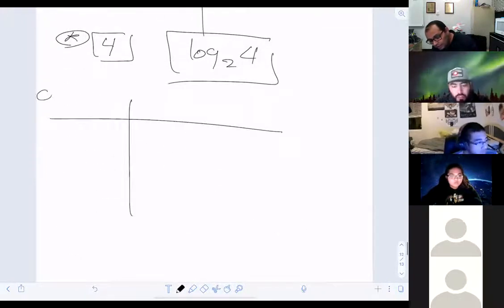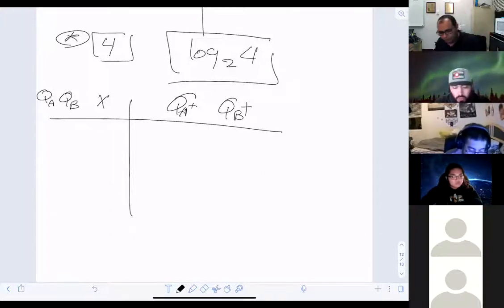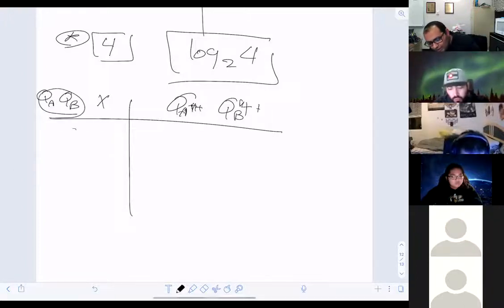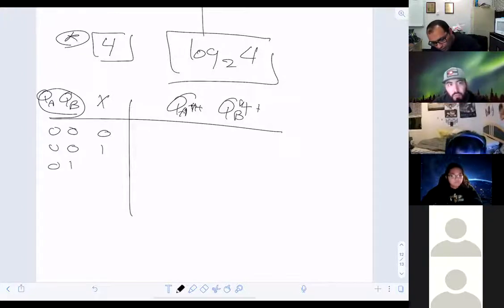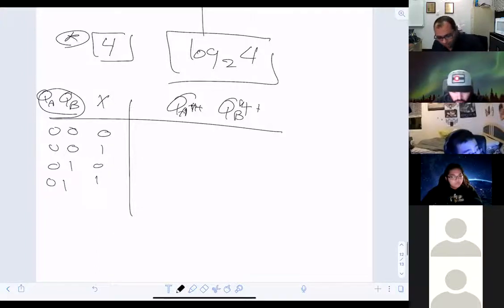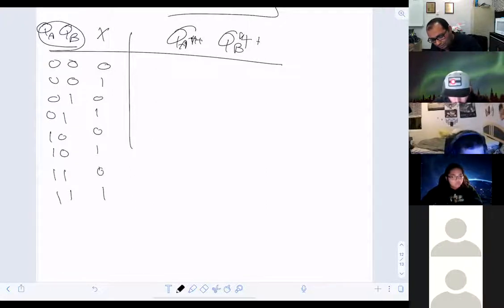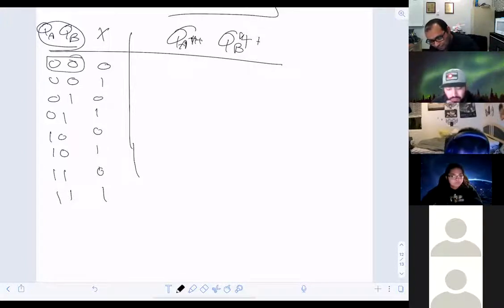Imagine the following. Present: QA, QB, and I have X, and then QA plus, QB plus, meaning next, or you can take QA(n plus one), QB(n plus one). Those two make 00, two times, because X can be zero or one. Or it can be 01, 01, or 10, 10, or 11, 11, like this. Do you agree?